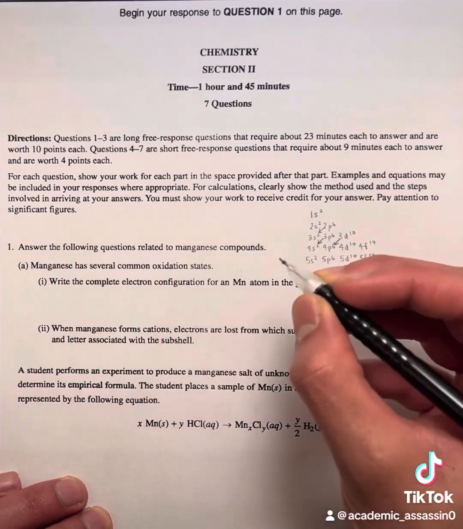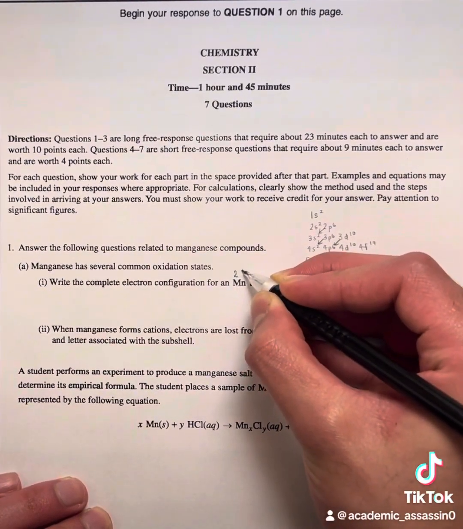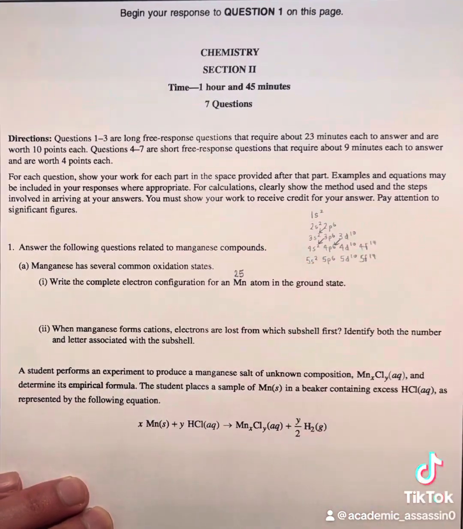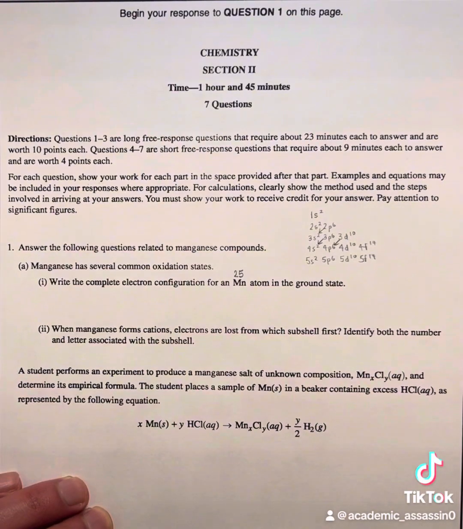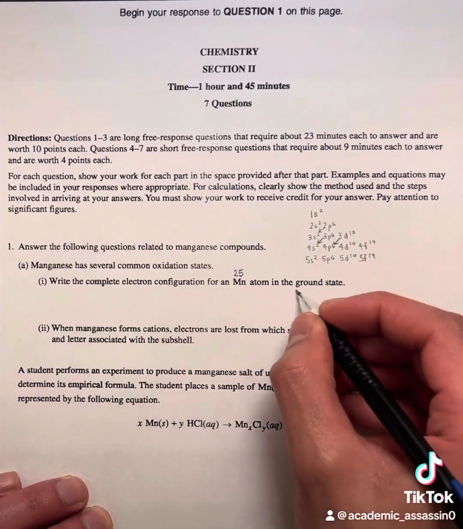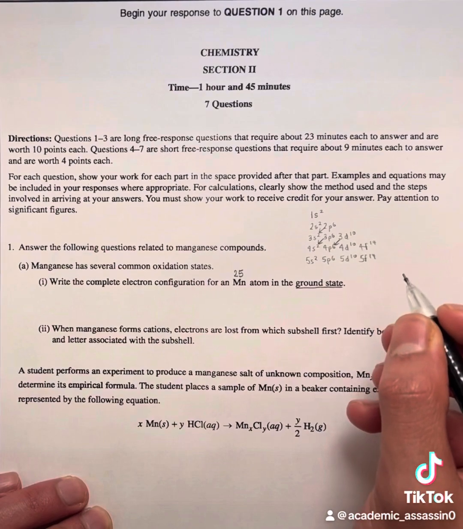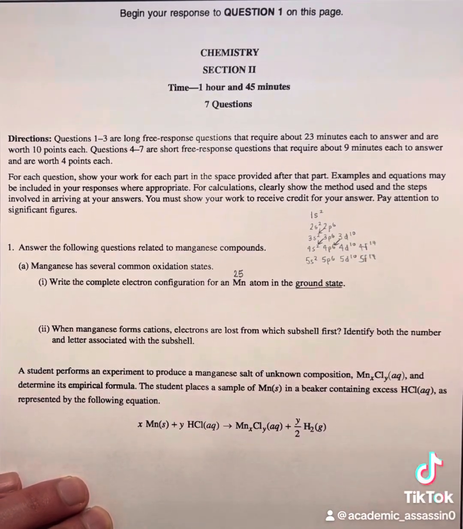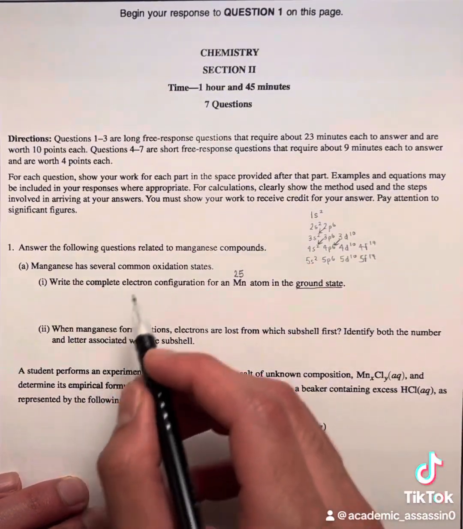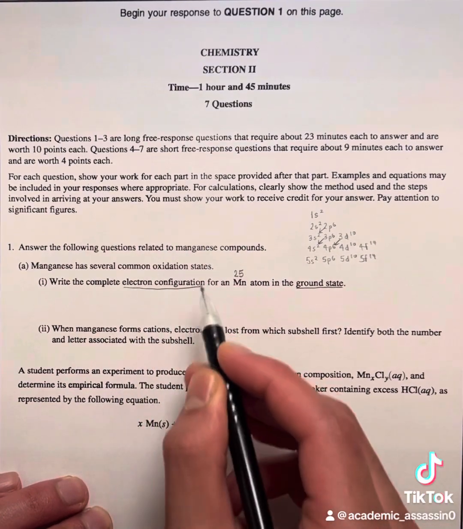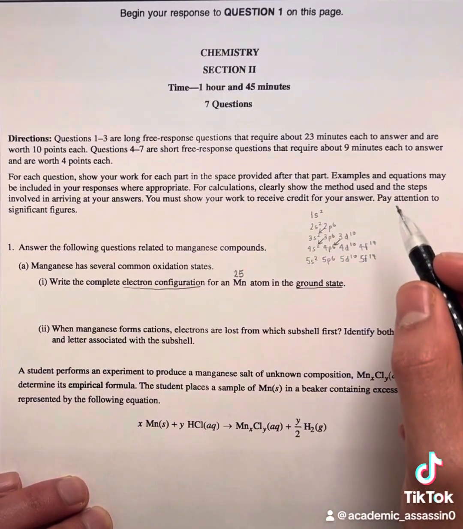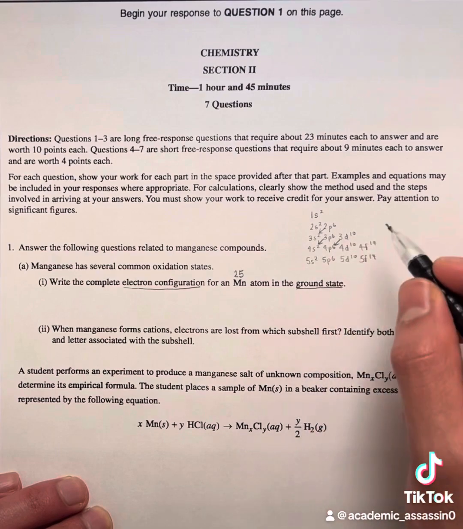A quick glance at the periodic table tells us that manganese's atomic number is 25, so its nucleus contains 25 protons. Because it's in its ground state, this also means that manganese has a neutral charge and so has 25 electrons. So to write the electron configuration, we just have to follow the electron orbital pairing rules until we get to the number 25.